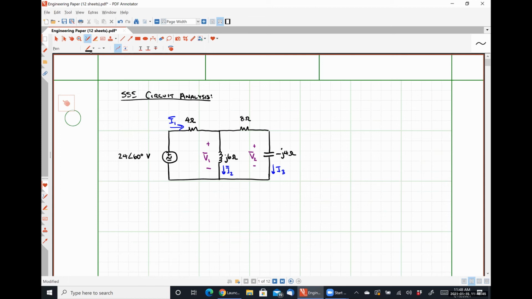Now the level of complexity in the circuits that we'll analyze in this class is going to be kind of cranked up a notch from what you saw in circuits 1. So we're going to do a lot more involving the use of computers to solve nodal and mesh analysis and stuff like that.